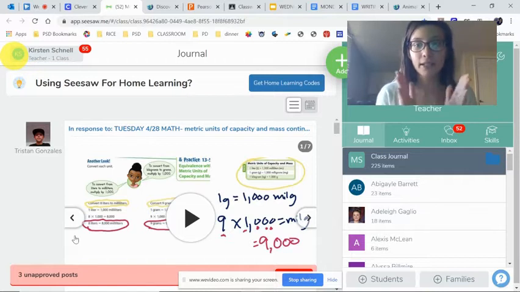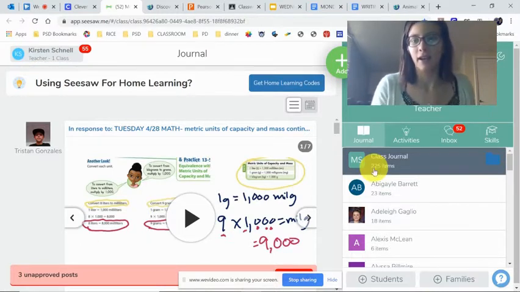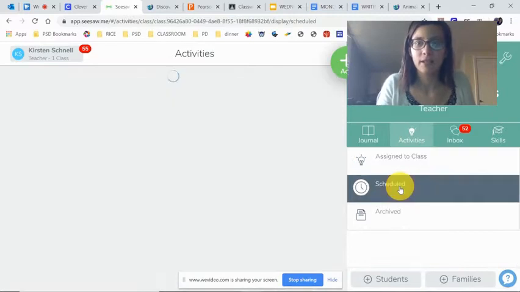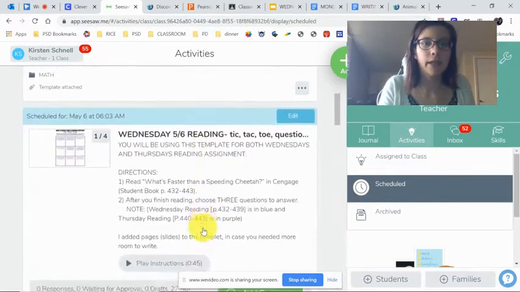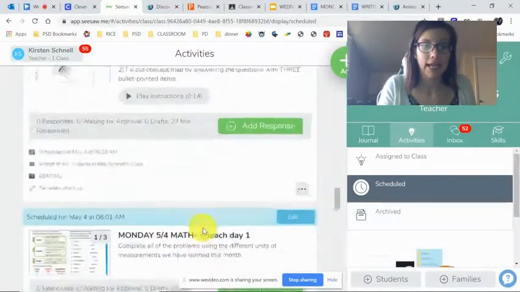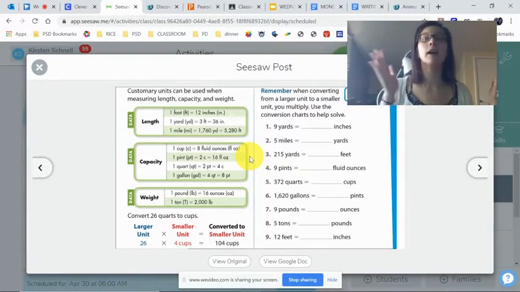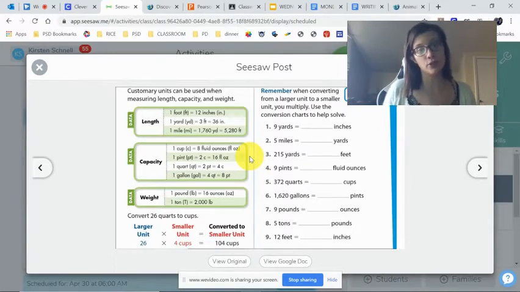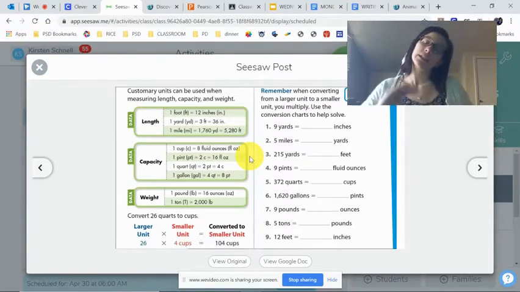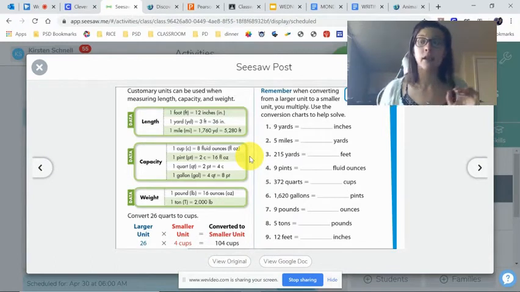So let me go through math. All right. So if I go to schedule, I'm going to scroll down to Monday. Monday and Tuesday are kind of review days of reviewing different units of measurement. We will be transitioning into topic 14 on Wednesday. So this is just a nice review because obviously we're not going to give you a math test. So this is just kind of like, did they understand the concepts type of thing?